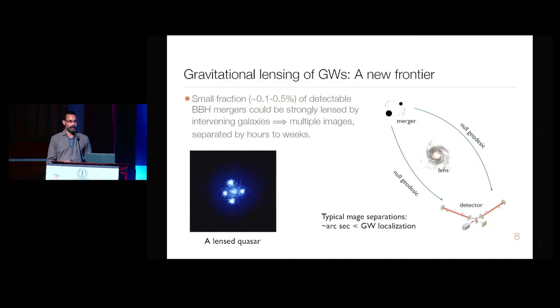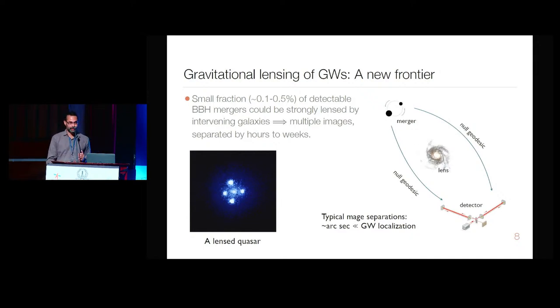We can do an estimate, and it turns out that order 0.1% to about 1% of the total binary black holes that we will observe in the next years to decades will be strongly lensed by intervening galaxies, and some of them would be lensed by clusters also. Here is a little cartoon of this gravitational lensing in action. So what we would see is something analogous to this strongly lensed quasar. You would see multiple images.